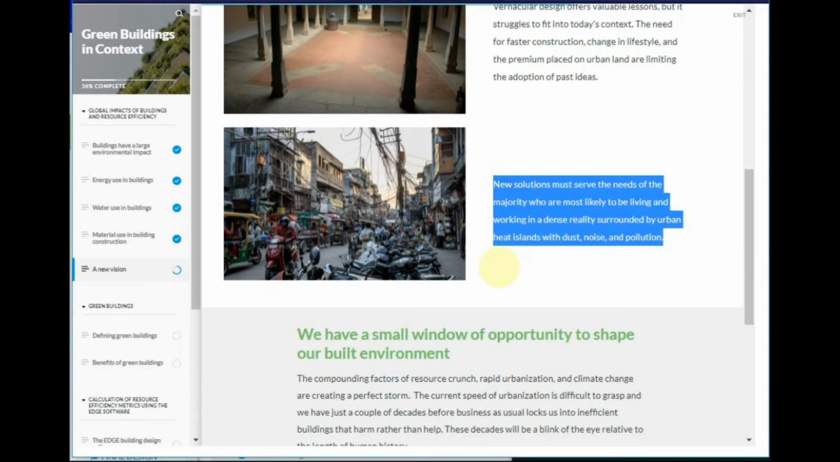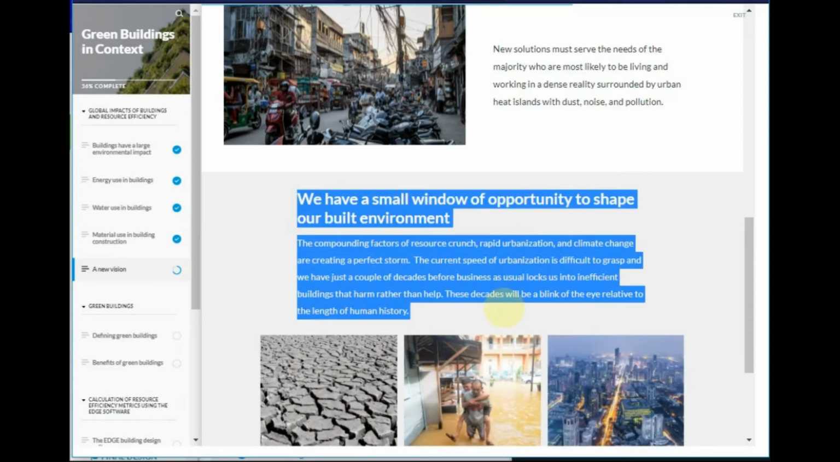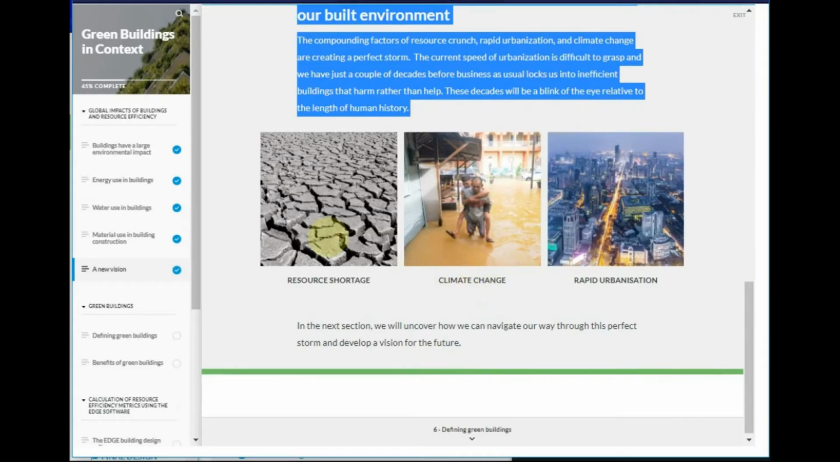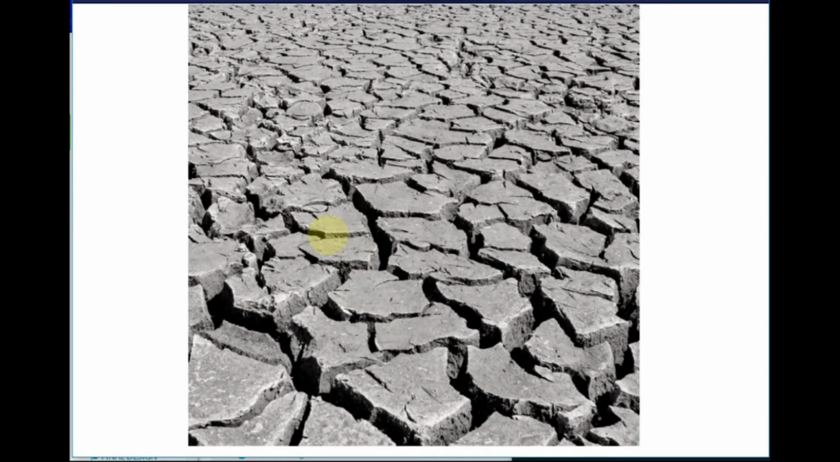New solutions must serve the needs of the majority, who are most likely to be living and working in a dense reality surrounded by urban heat islands with dust, noise, and pollution. We have a small window of opportunity to shape our built environment. The compounding factors of resource crunch, rapid urbanization, and climate change are creating a perfect storm.